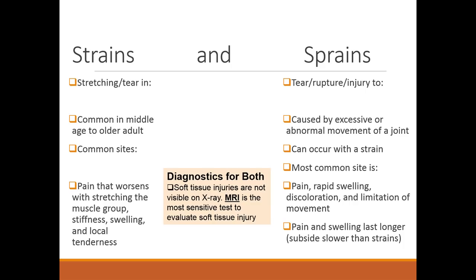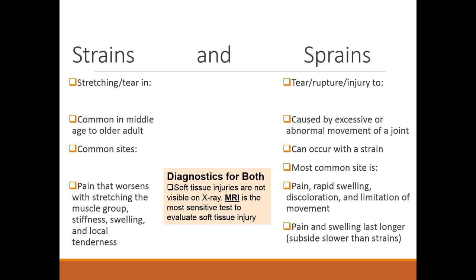It's usually characterized by some pain and stiffness, swelling, and localized tenderness. Usually that pain is worse when we stretch the muscle in that area. We know that strains can occur at any age, but it's common in our middle age to older adults. Mostly due to aging factors, your muscles have less elasticity as you age, and so that's why a strain is more common in our middle to older adult.